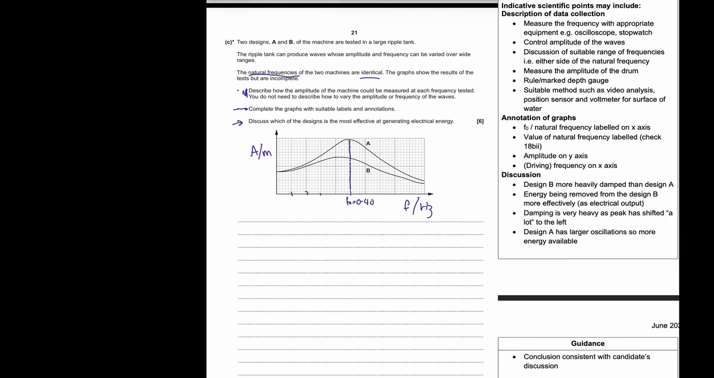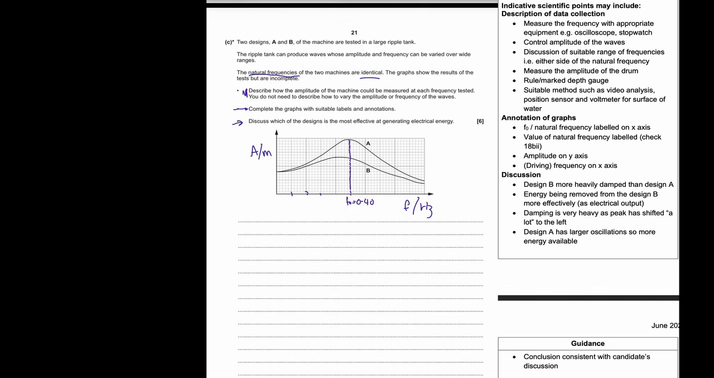None of the other things I think are particularly controversial in that first section. It's just standard things that you should be saying. On the annotation of the graphs, I think we've covered all of that, so that's okay. And then the discussion part, again, there's nothing too controversial here, I don't think. I should obviously see that B has been more damped because the peak has been shifted towards the left and also it's lower down. So I'm just going to make sure I'm showing the examiner that I know that. And then which is going to be most effective? Well, I can see that A has got a greater amplitude, and therefore that last thing I'm just linking to that question.